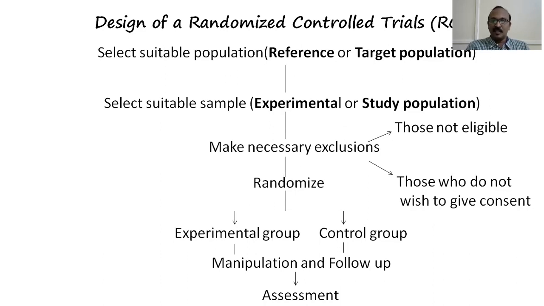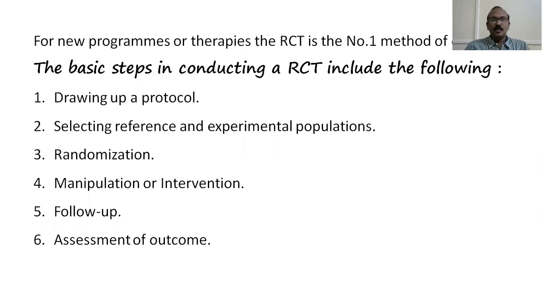And subsequently, after manipulation, it is followed up to see whether the experimental group, to whom the drug or intervention or manipulation was done, has any positive or negative result, and this is compared to the control group. It is further assessed to see whether this can be applied to the rest of the population, that is the reference or target population. For new programs or therapies, the RCT is the number one method.